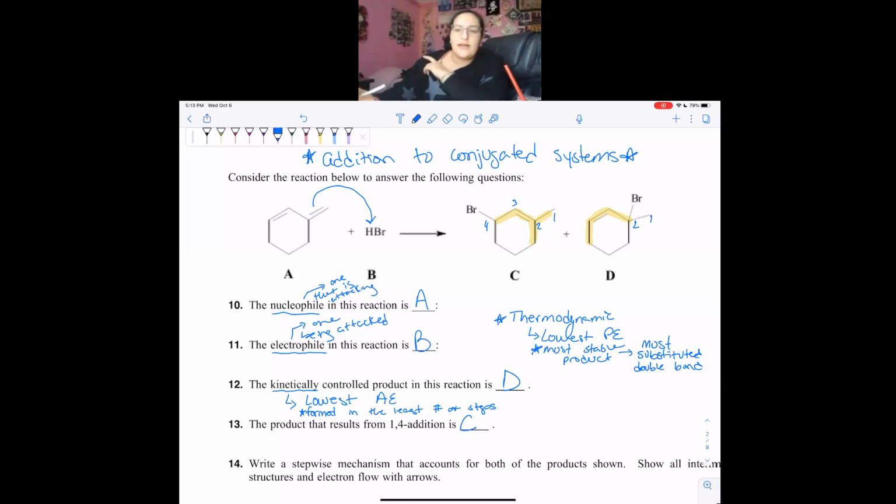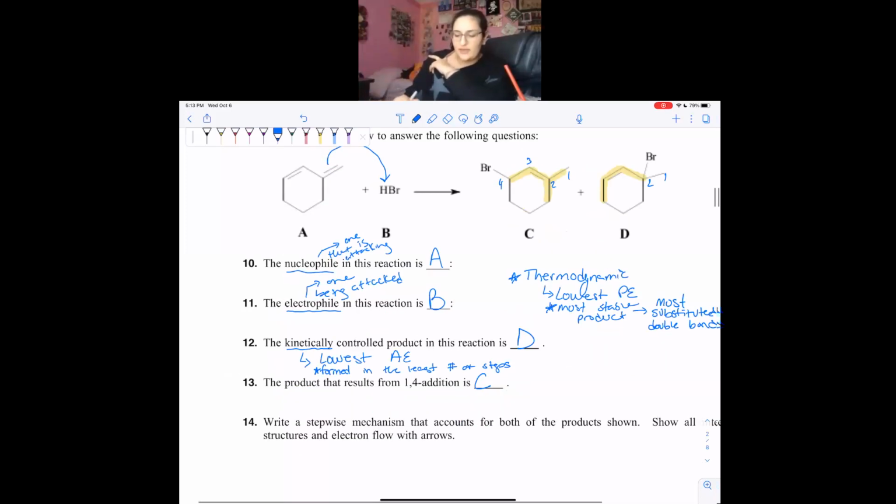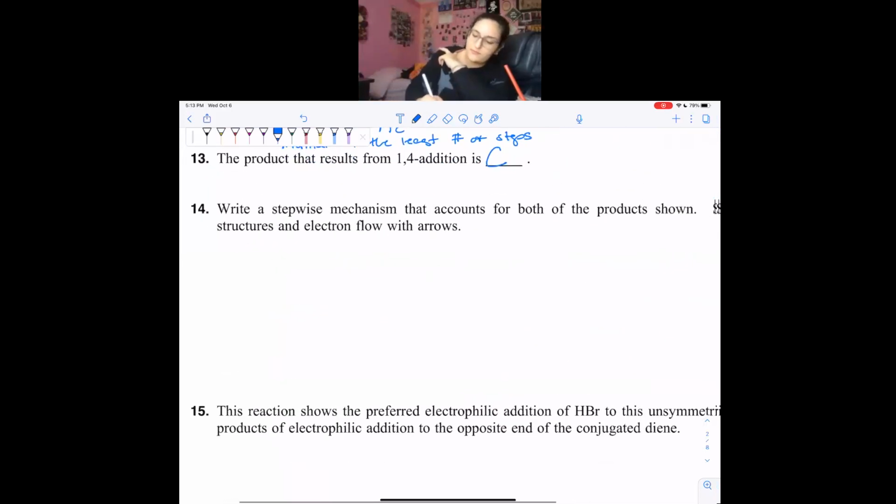And yes, so Taylor asked if I can go through the steps to get to the 1,4 product, and I can definitely do that. So please don't mind my pet screaming in the background.